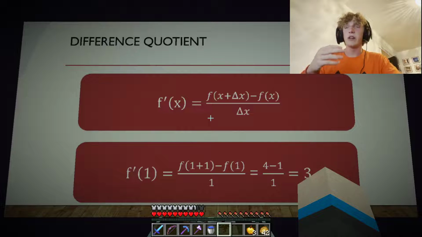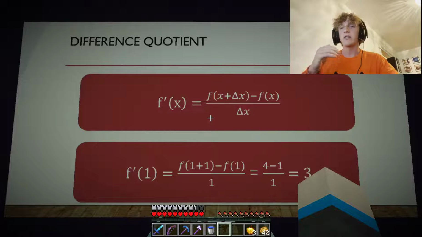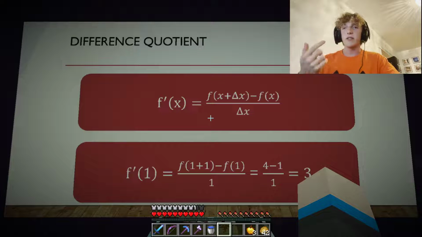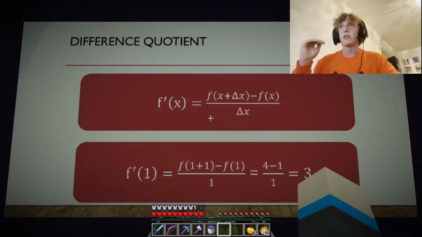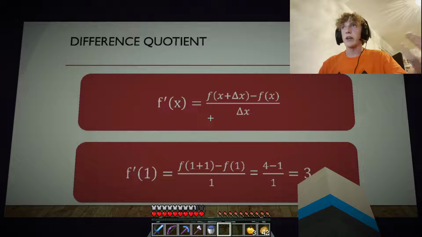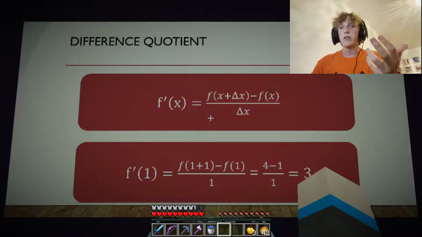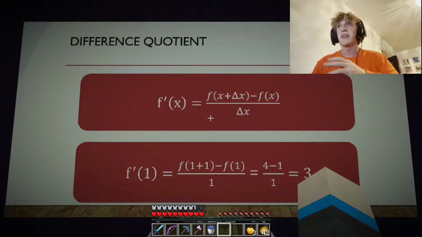Finding the slope of the tangent line is the same process as finding the slope of any linear function, and that is to divide the change in y over the change in x. This is stated through the difference quotient. The difference quotient is f of x plus delta x minus f of x, all over delta x. So let's apply this, for example, to x squared at the point x equals 1.